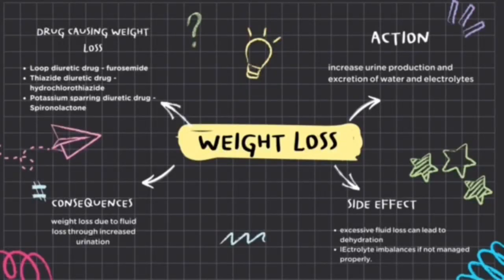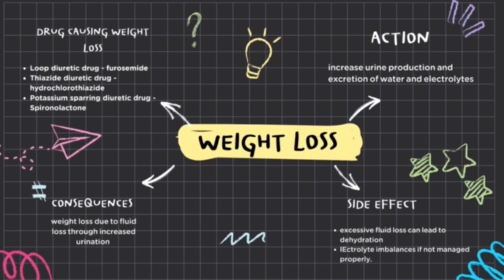Lastly is weight loss. The drugs that cause weight loss are, first, a loop diuretic, which is furosemide. Next is a thiazide diuretic, which is hydrochlorothiazide. Next is a potassium-sparing diuretic, which is spironolactone. The action of all these drugs will cause an increase in urine production and an increase in the excretion of water and electrolytes.